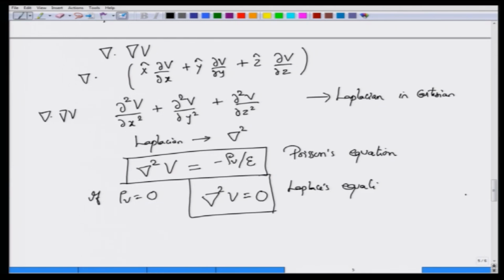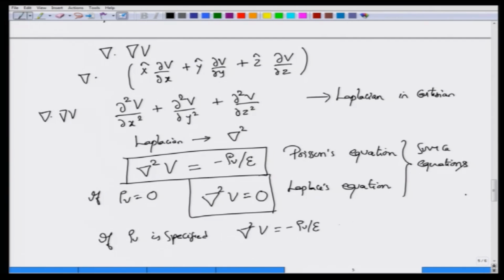These two equations can be thought of as the source equations. Okay. What are they sourcing? These are sometimes called source equations. So, it is important to know what they are sourcing. What they are sourcing is this: if rho v, the charge density, is specified, then you can use the equation del square v is equal to minus rho v by epsilon to obtain the scalar potential v. So, if the charge density everywhere is specified, you can use Poisson's equation to obtain v.